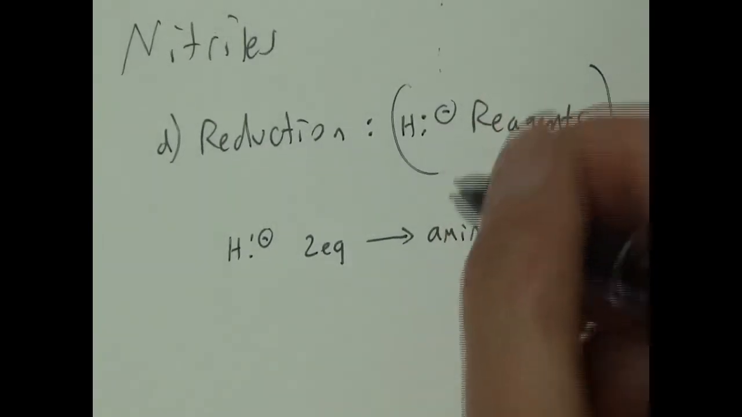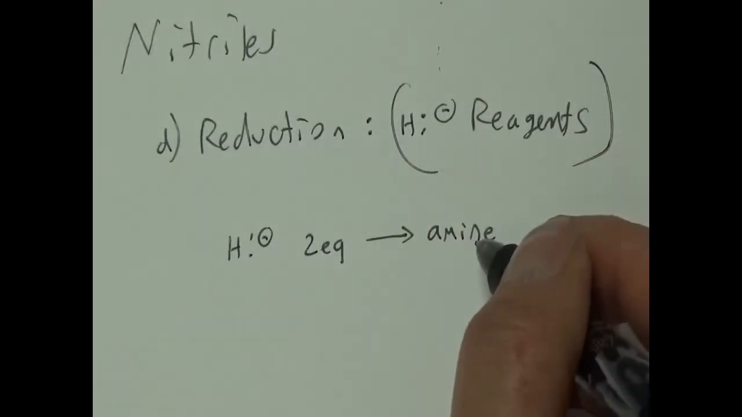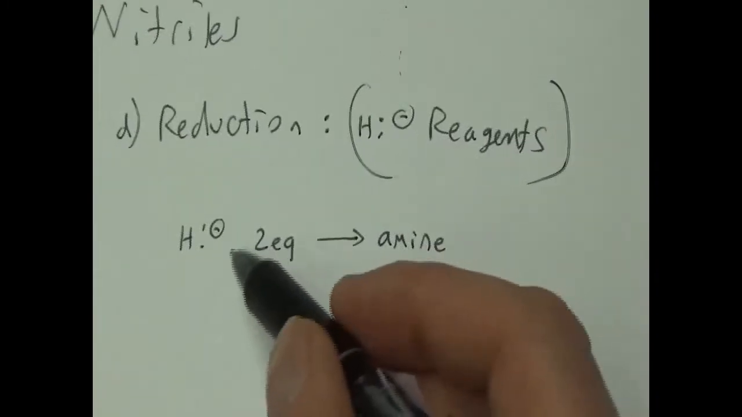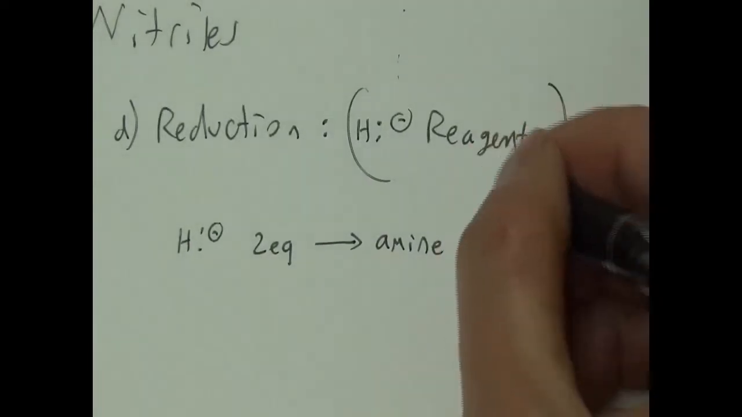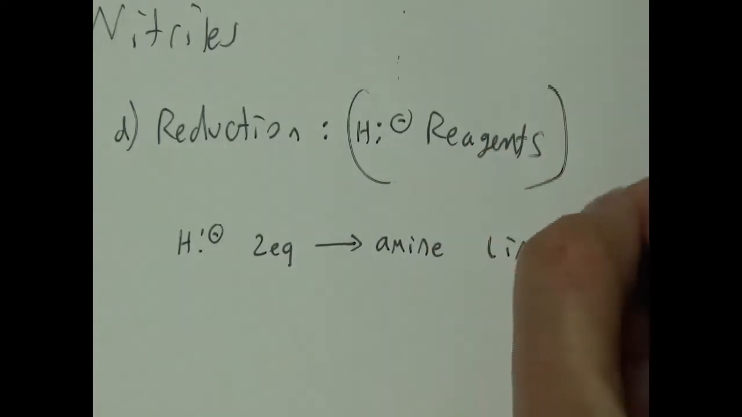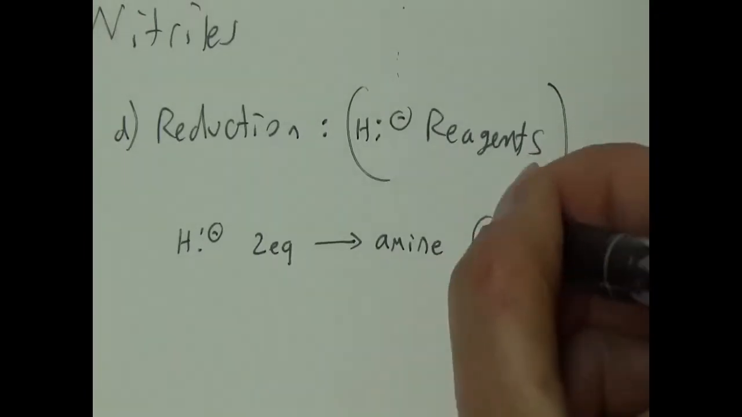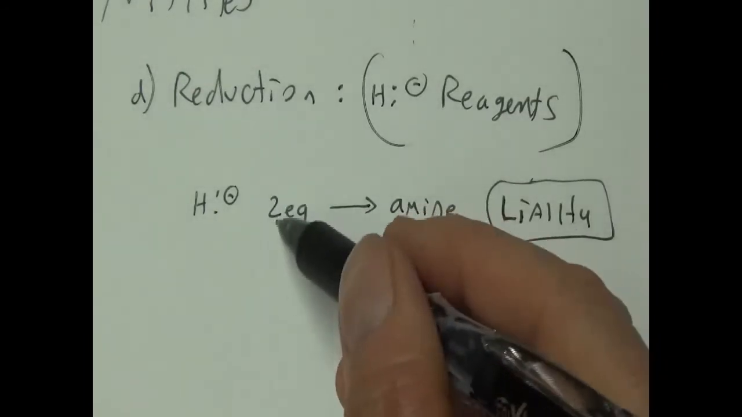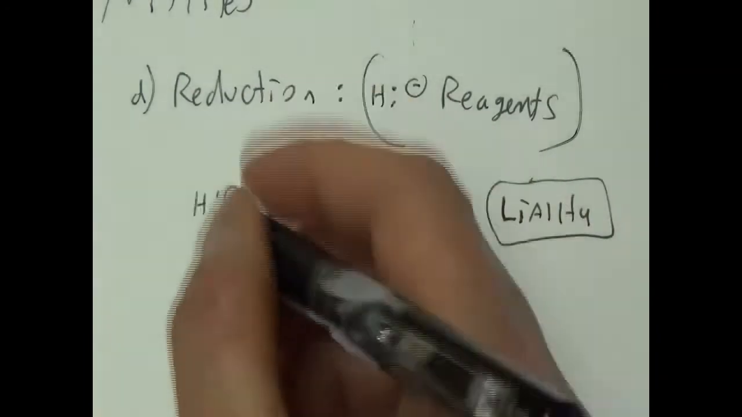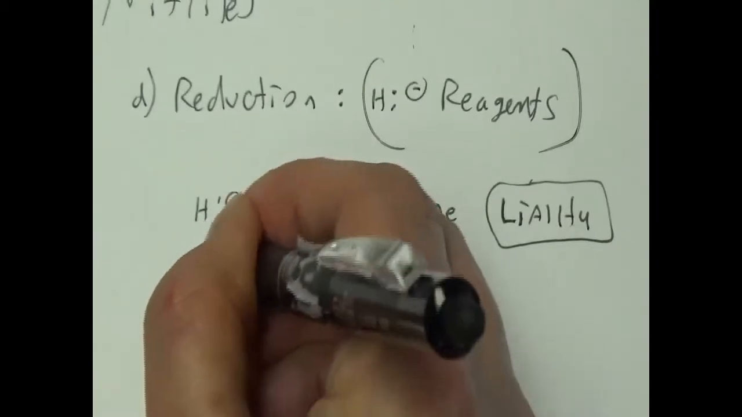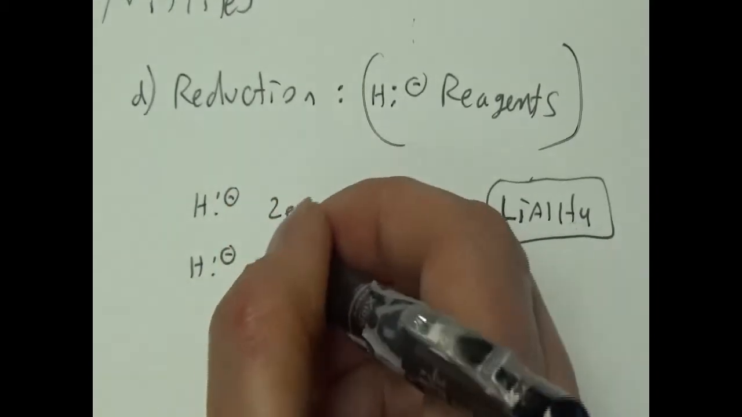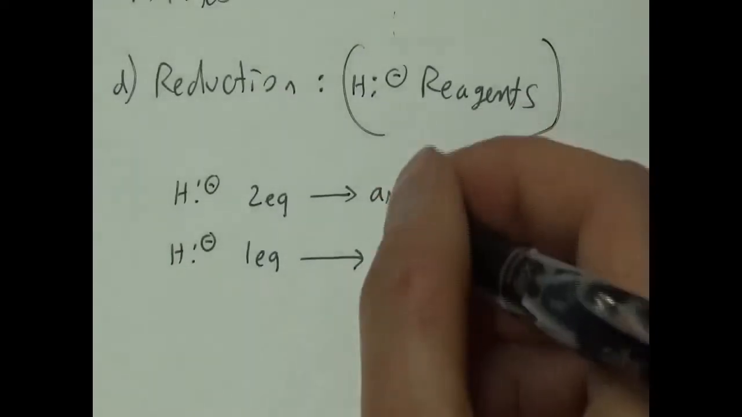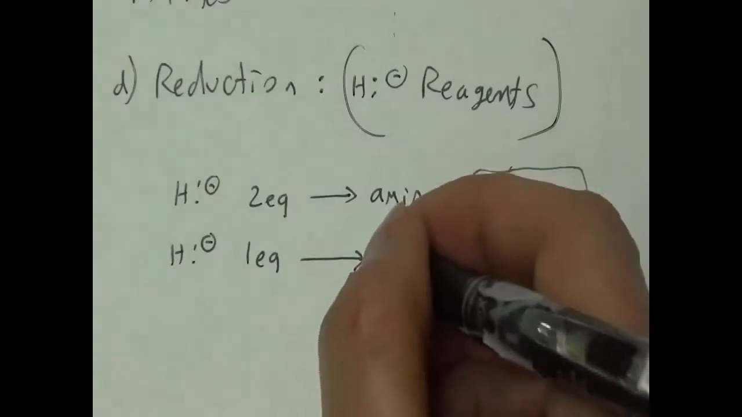But you already know this. You learned this before. This is not the first time you've seen this. And what's the typical H:⁻ two equivalents reagent? Super strong reducing agent, lithium aluminum hydride. Just like always, it will deliver two H:⁻ and make an amine. But what is new, and not too crazy, is if we do H:⁻ one equivalent, what's it going to make? This one might be a little less obvious, but it makes an aldehyde.